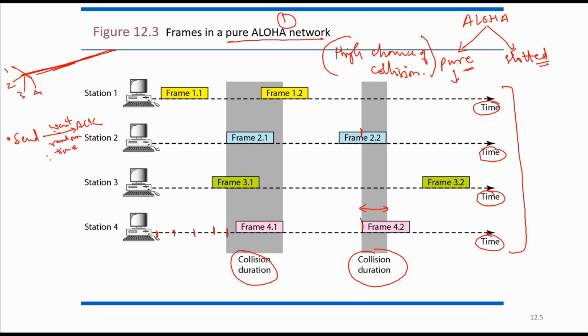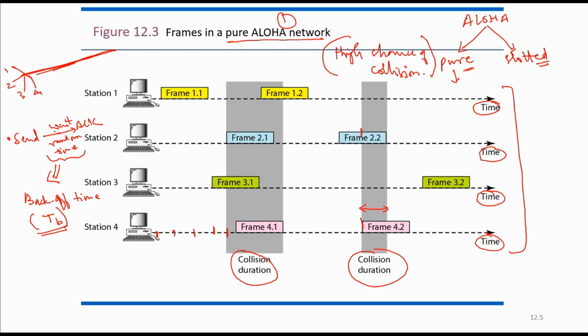Whatever this random amount of time is, that is called the back-off time. This back-off time is called TB. After sending a packet, the station will wait for the back-off time. If the acknowledgement is not received by then, it will send the packet again. So TB is the random amount of time. If frame 1.1 is sent, then other stations will be waiting for TB amount of time, and after TB they will send again.